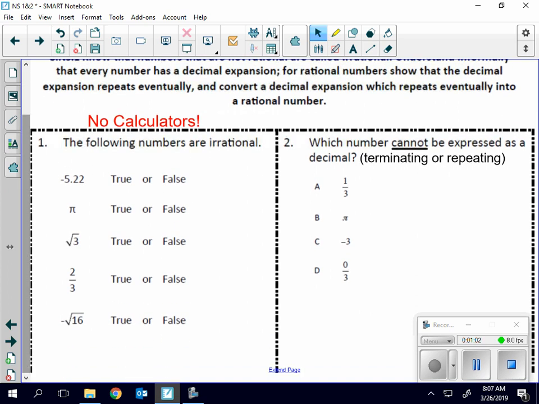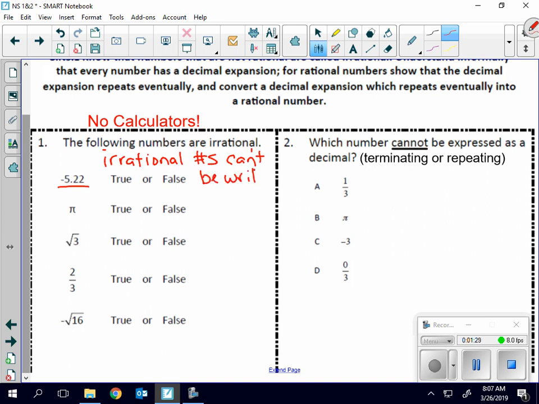All right, the following numbers are irrational. Well, is this one irrational? If we remember, irrational numbers are ones that can't be written as a fraction. Let's write that down here. Irrational numbers can't be written as a fraction.